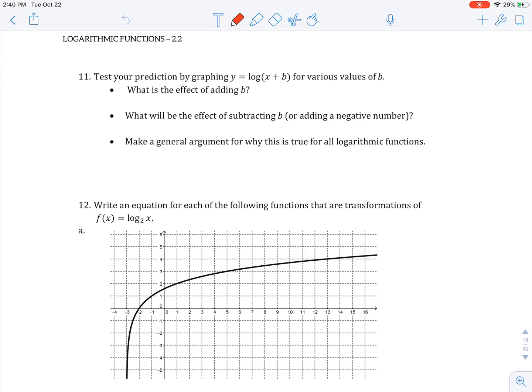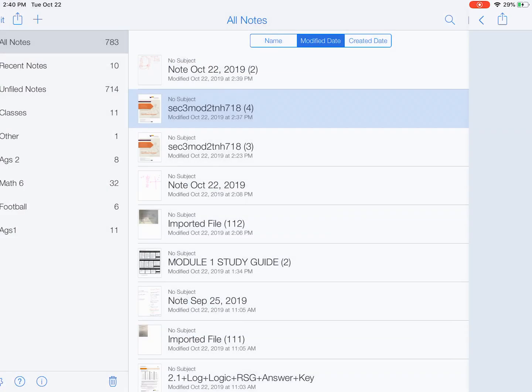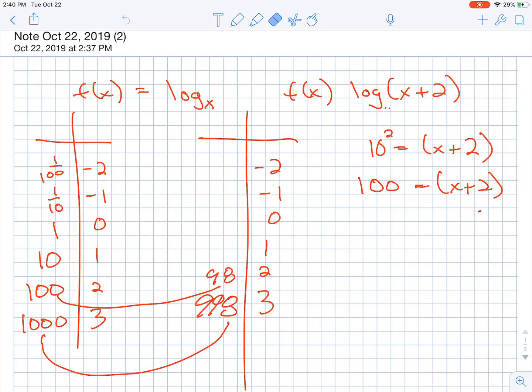So the effect of adding b is to shift the graph left b units. What will the effect be of subtracting b or adding a negative number? Let's visualize that. So if I had subtracted 2, now I have 100 equals x minus 2. What x value would make this true? Well, I would need 102 over here, right?